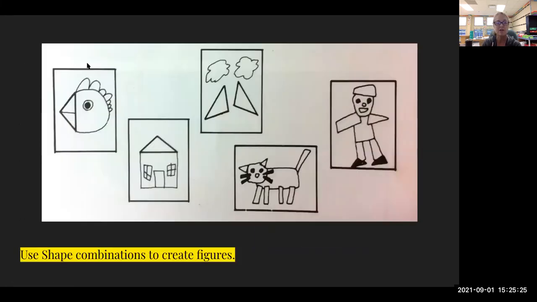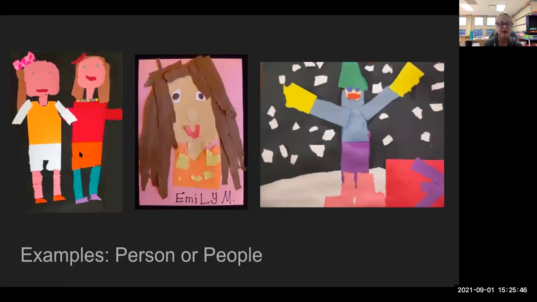So these are just ideas that were jotted down of what they could do with some different scraps. And you can see a chicken is a thing, a house is a thing, a cat is a thing, a person is a person. Not sure what this is on this one. But here are some examples that other students have done of person or people.